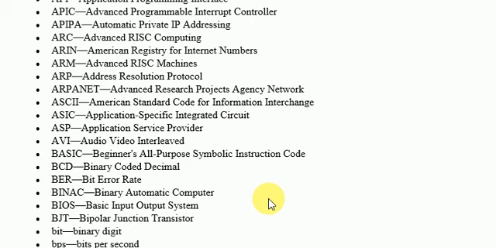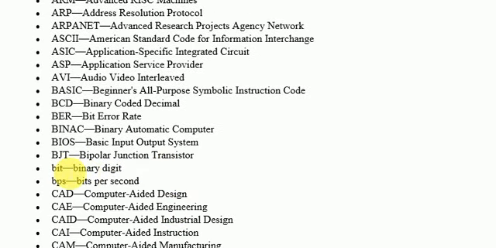Then BJT is an electronic component. It's a bipolar junction transistor. It has two polarities, that's why it's a bipolar junction transistor. Then bit, binary digit. This is also a very important question. So many times it's asked what is the full form of bit. A bit stands for binary digit. Then BPS, you know very well, nowadays we are using internet in Mbps, Gbps. Similarly this is the rate of data transmission in the form of bits per second.